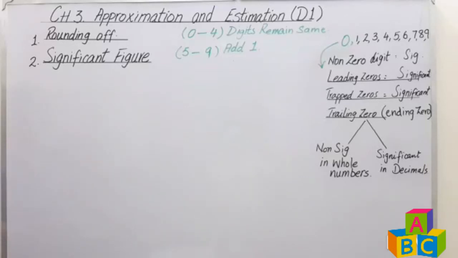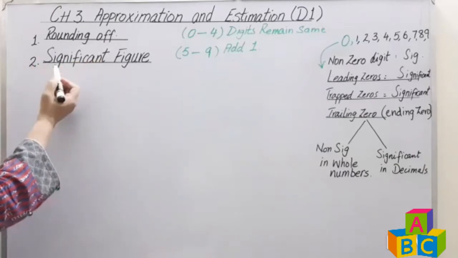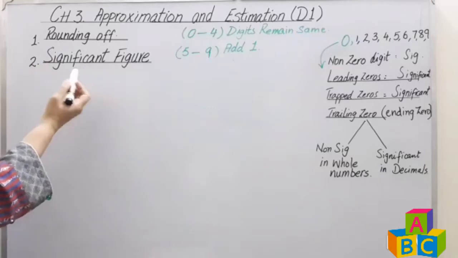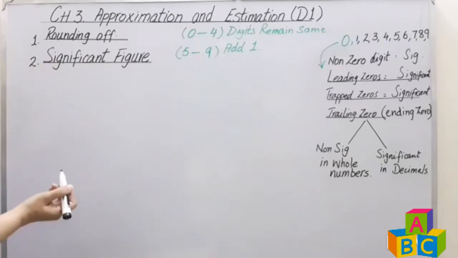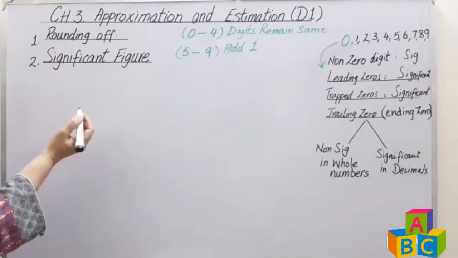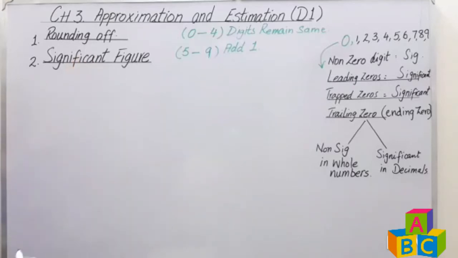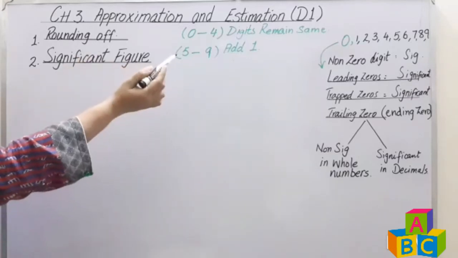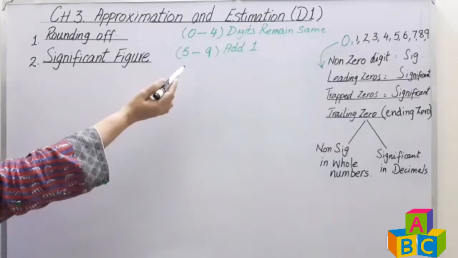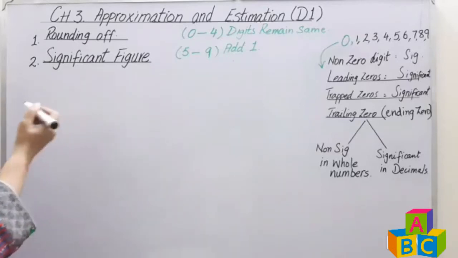Today we are going to learn about approximation and estimation. This is chapter 3 of book D1. So there are only two topics. One is rounding off and second is significant figure. We talk about significant figure today, and when we round the figure up to a given significant figure, we need rounding off. So we know 0 to 4 digits remain the same and for 5 to 9 we add 1.